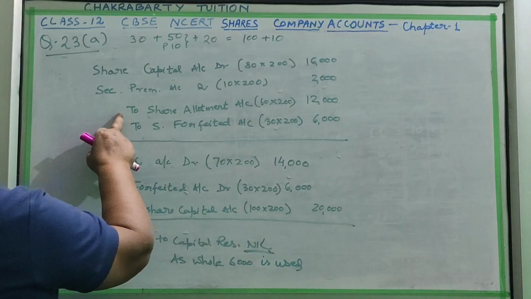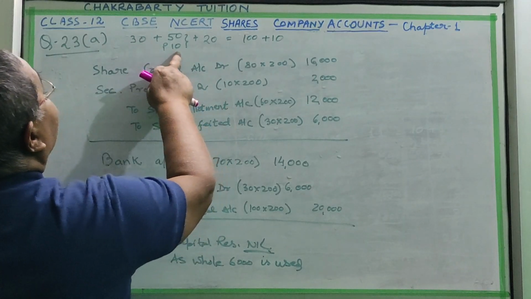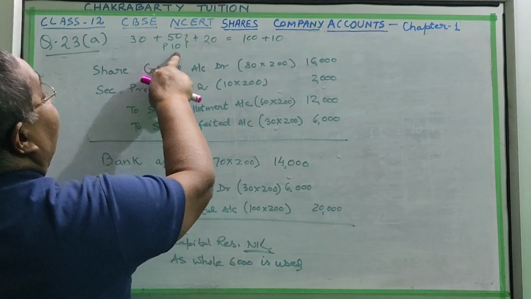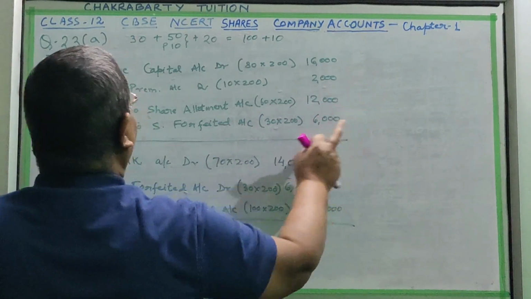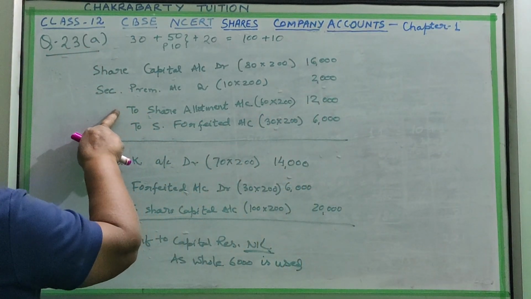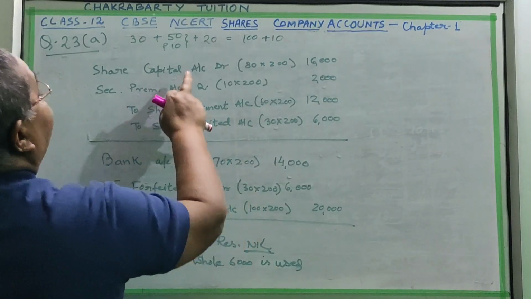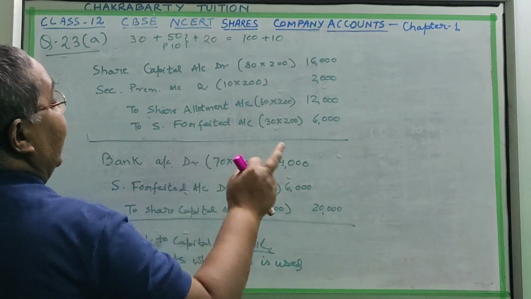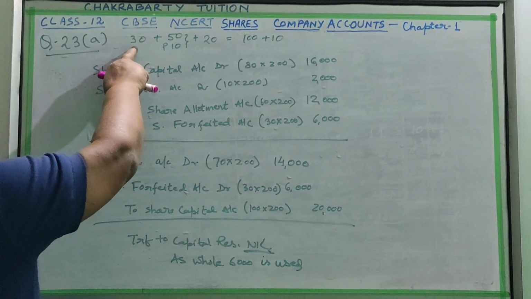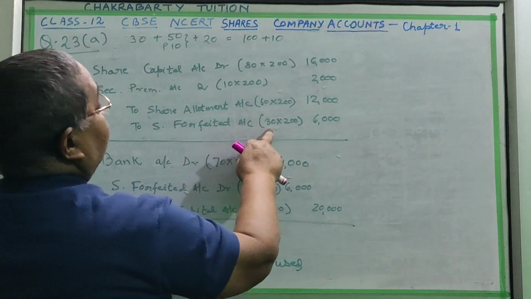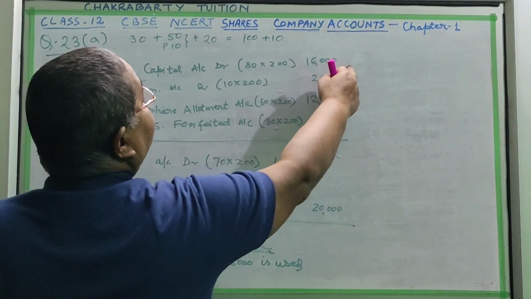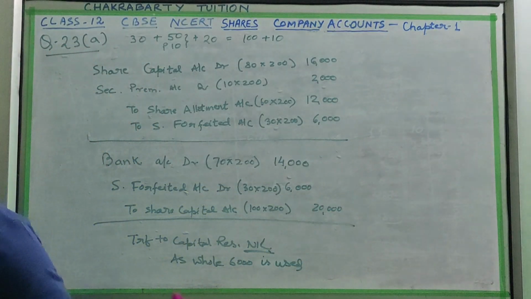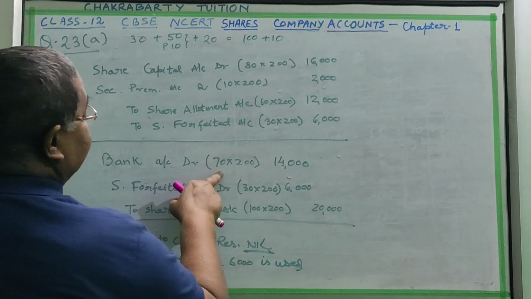Now it will go to share allotment account. The money you have not received, 60 rupees per share for 200 shares, 12,000 not received. This is called arrears, in your share allotment account. Okay. Then share forfeited account, actual cash received. You have received 30 rupees for 200 shares. So this will be 6,000. All this total should agree with this 18. 18 is okay.